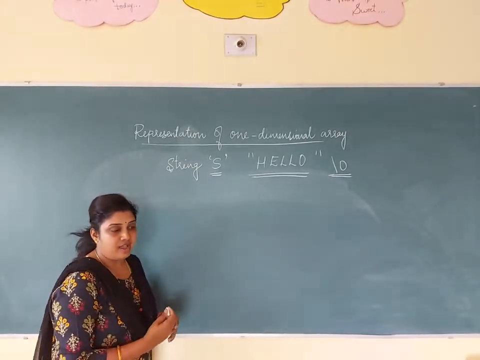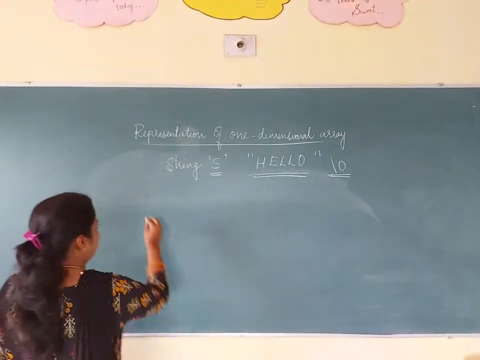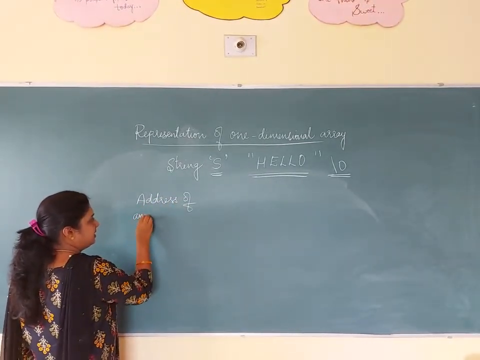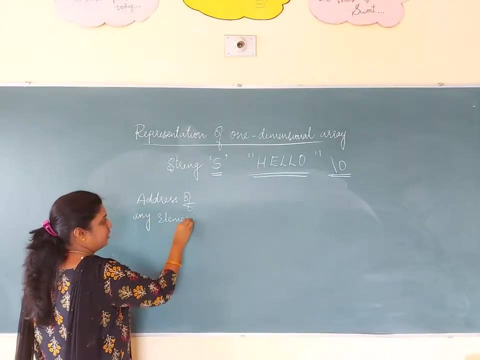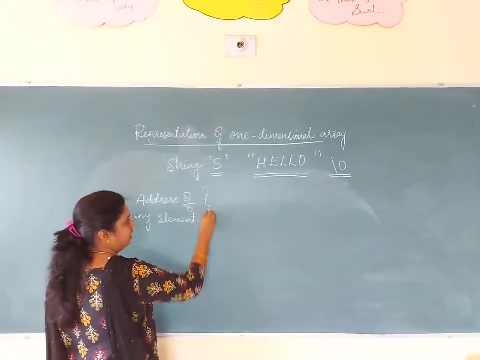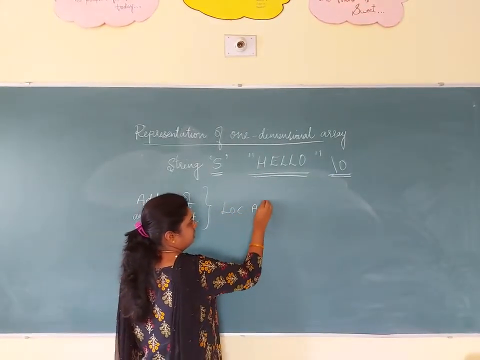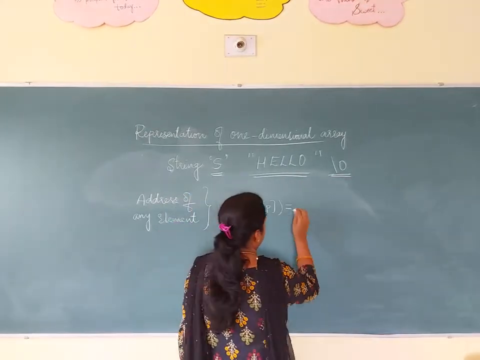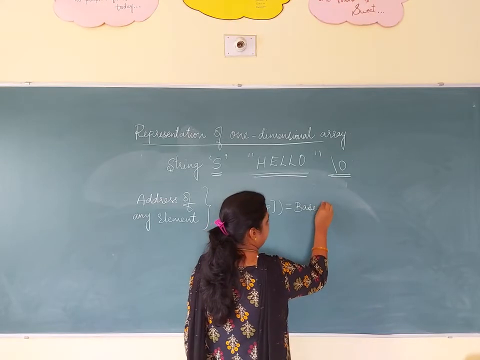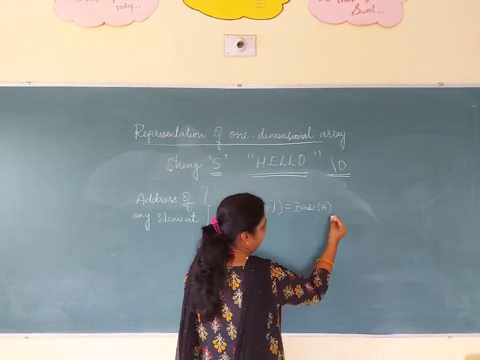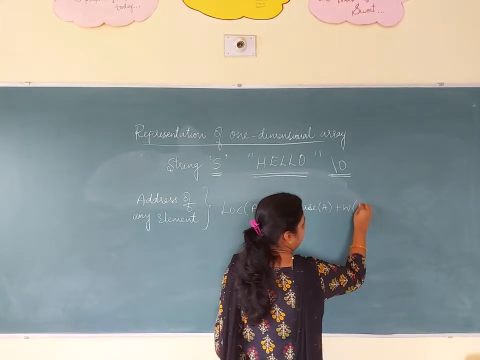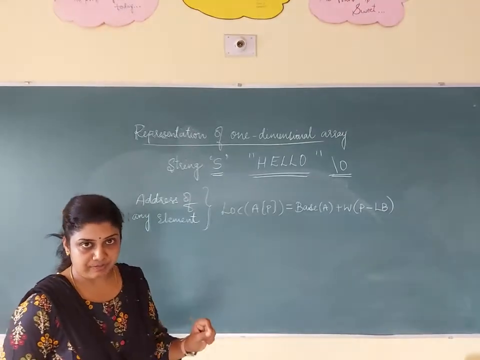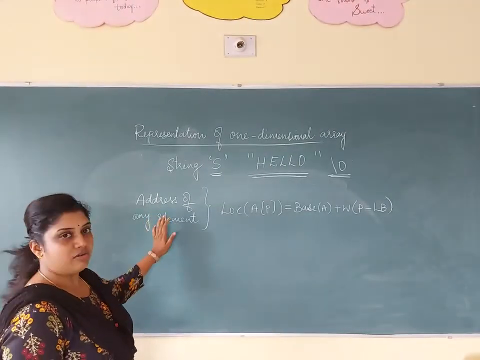If you want to find the address of any element, you have to use a formula. What is that formula? Location of A of P is equal to base of A plus W times P minus LB. So this is the formula you have to apply for finding the address of any element.